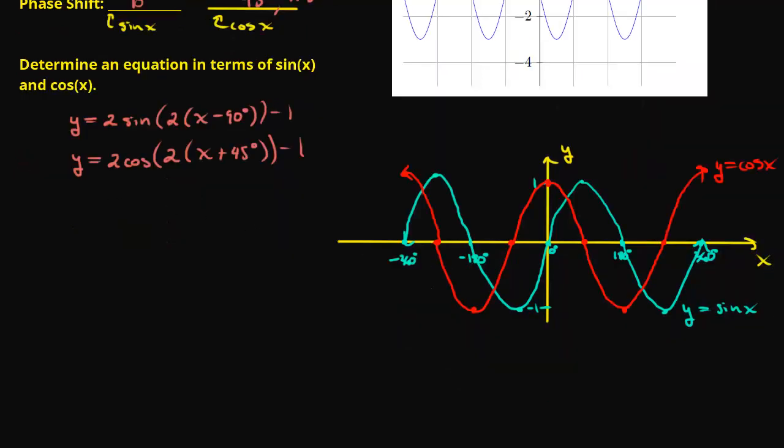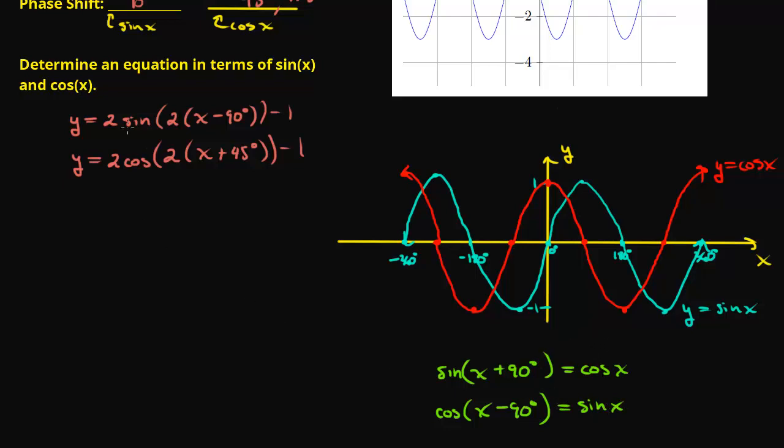Notice that if I shift sine of x to the left by 90 degrees, I'll get cosine of x. So that should tell us that sine of x plus 90 degrees, which shifts the graph of sine of x to the left 90 degrees, is equal to cosine of x. Similarly, if I shift the graph of cosine of x to the right by 90 degrees, I get the graph of sine of x. So cosine of x minus 90 degrees is equal to sine of x. These are two really useful identities.